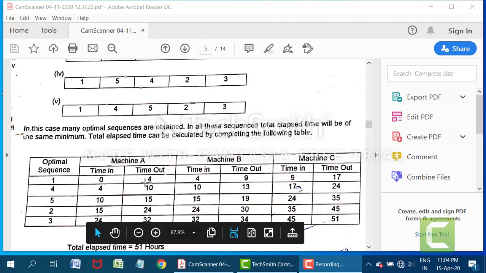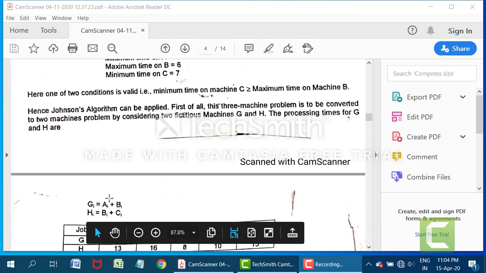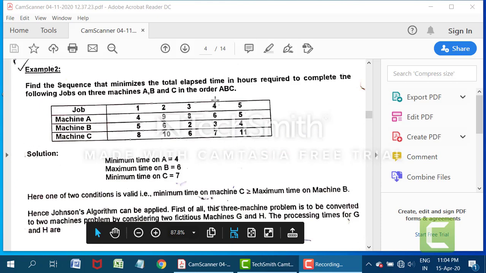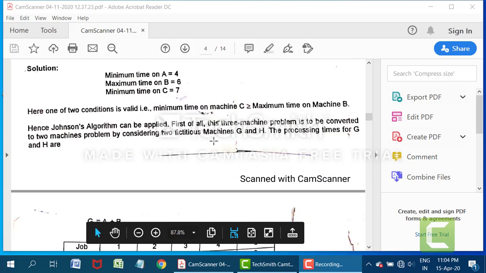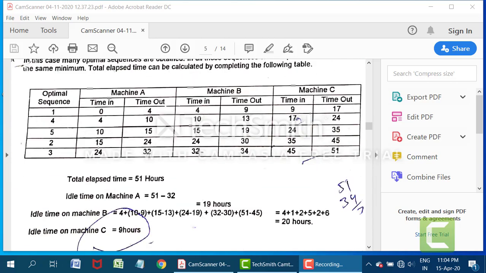At clock time 4, it can take the next job in the sequence. The fourth job comes. At clock time 4, it starts. What is the time for the fourth job on the first machine? 6 minutes. So 4 plus 6, 10. Then at clock time 10, it can take the next job in the sequence.